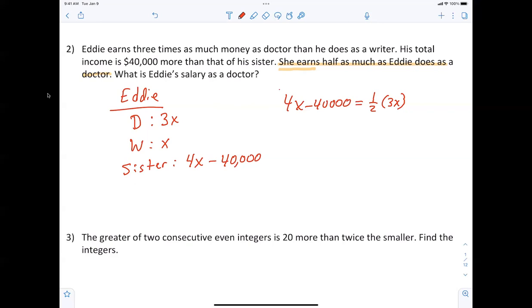Do you agree? Right? For example, let's say he made 40, let's just say a dumb number. Let's say he made $40,000 as a doctor. Then she would make what? 20,000. So do I take half of his or do I take half of hers and set them equal? Am I making sense or not? She earns half as much as Eddie does as a doctor, right? So now she earned 1/2 and then parentheses 4x.